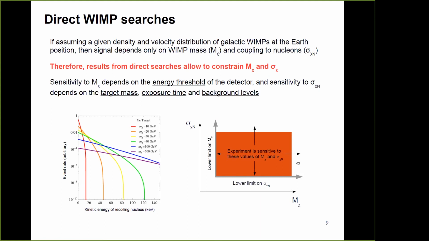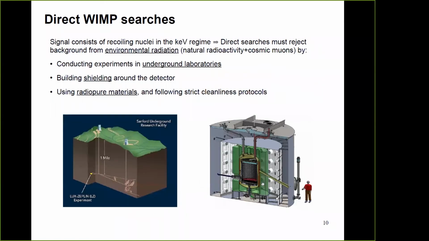Because the background is important in these cases, because we want to observe rare events, we need to address and try to suppress as much as possible the background. In this case, because of the energies involved in the processes, which we expect, as I said, recoiling nuclei in the keV regime, we must reject processes in the domain of those energies which are caused by environmental radiation, natural radioactivity, and cosmic rays. For this reason, we use underground facilities to carry out our experiments.